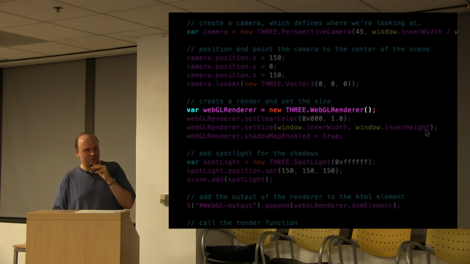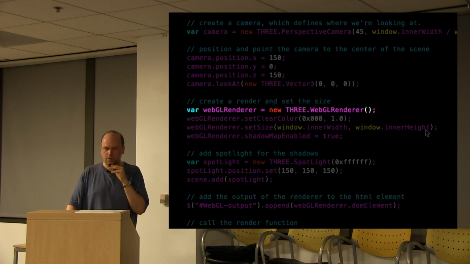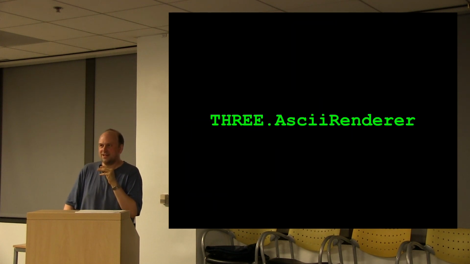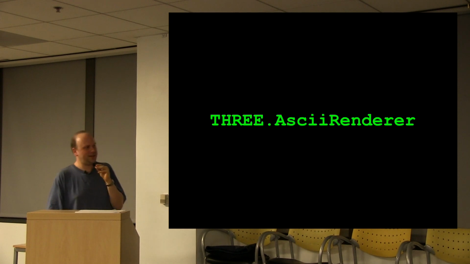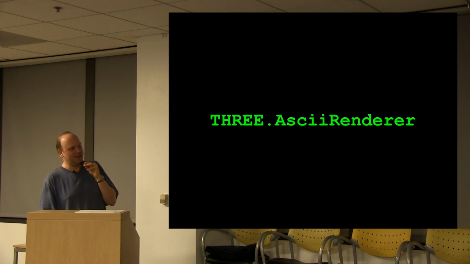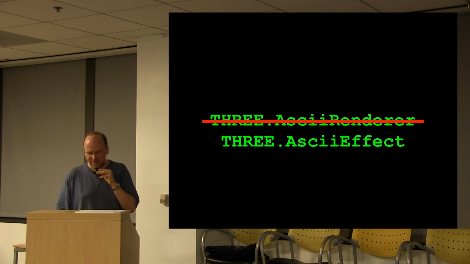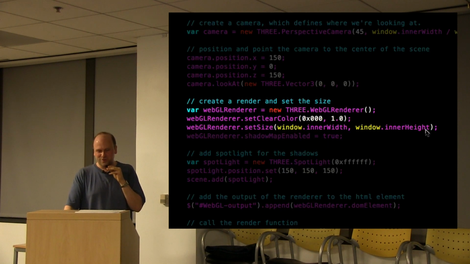So this is how you create the renderer. You just say new renderer. You make it a WebGL renderer, but you could make it an ASCII renderer in the past. They took that out of the rendering category, and they just decided to make it an effect because it's ridiculous. Anyway, you create it, you set a background color. Set clear color means set background color, and you give it a size.